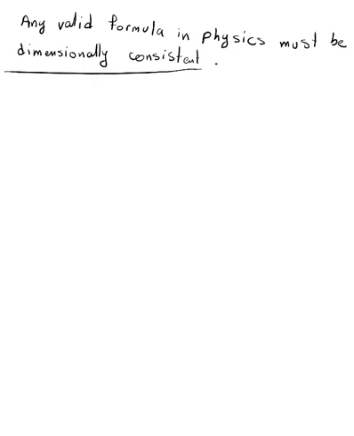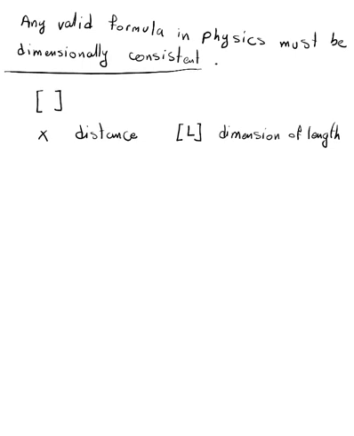Let's make an example here. Before we do that example, let's introduce a special notation for the dimension of a quantity. We'll use square brackets for this purpose. When we put something in the square brackets, we're talking about its dimension. For example, if x represents distance, the dimension of it is length. So we write that x has the dimension of length.